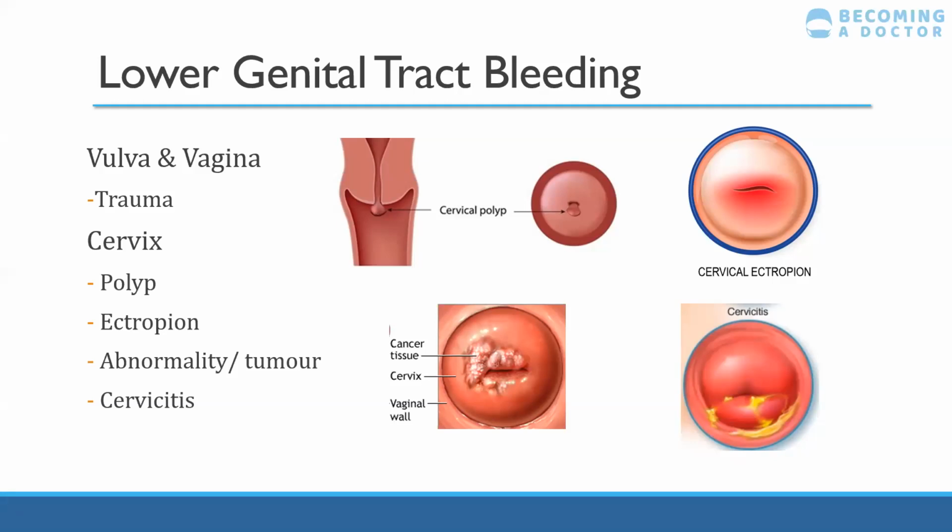You could also have an abnormality or a tumour, so you need to ask a woman about a smear history. If she's previously had an abnormal smear or she hasn't had a smear for a long time, this might be more likely. And the last one is cervicitis, so an infection, maybe a sexually transmitted infection causing inflammation of the cervix. They're also likely to have change in their discharge, but they can also have bleeding.